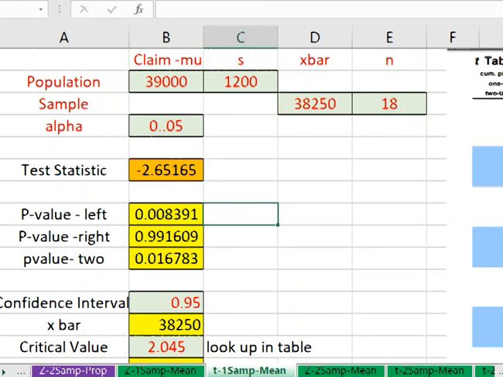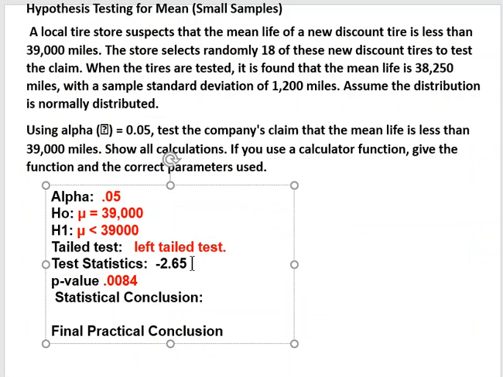I end up with my test statistic and my p-value. I compare my p-value to my alpha. Notice the p-value is less than alpha this time. Therefore, my statistical conclusion is that I will reject the null hypothesis. And my final conclusion will be that there is sufficient evidence to support the claim that the new discount tires are definitely less than 39,000 miles running based on this sample.